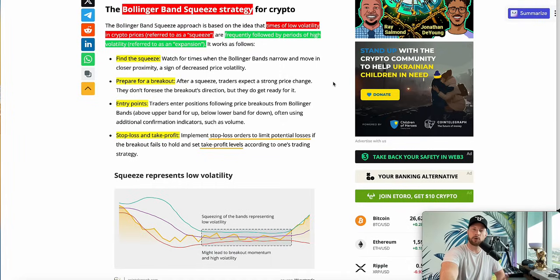So that brings me to the Bollinger Bands squeeze strategy to identify when there is going to be a massive breakout. It's based on the idea that times of low volatility, when the bands are squeezing together, which crypto refers to as the squeeze, is frequently followed by periods of high volatility referred to as the expansion.